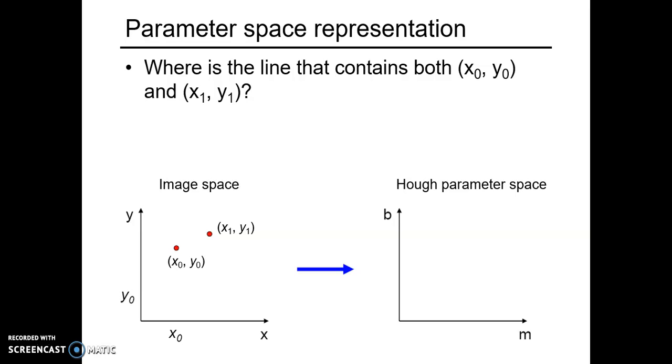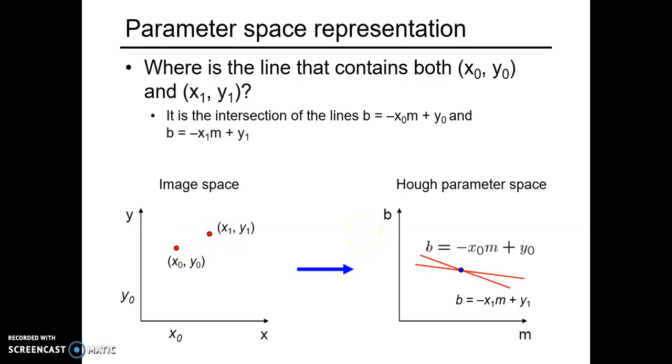Now you have to consider a line joining the point x0, y0 and the point x1, y1. So the line will be like this. The line joining these 2 points will be like this. Now you have to find the corresponding values in the Hough parameter space.